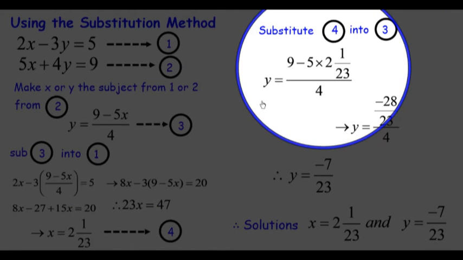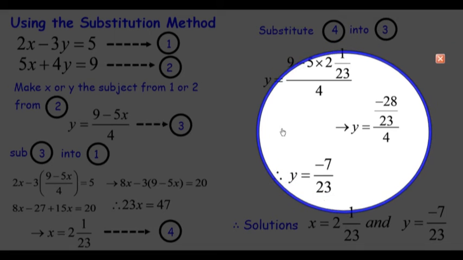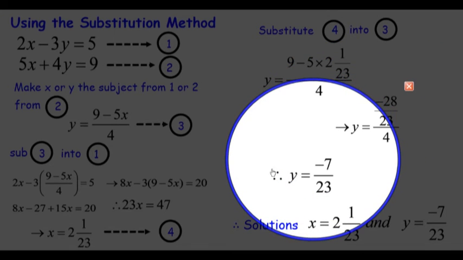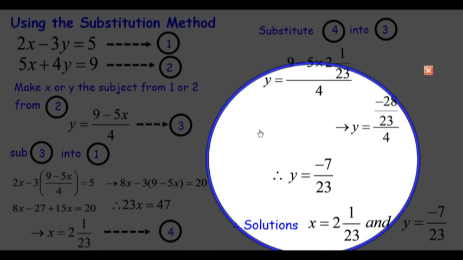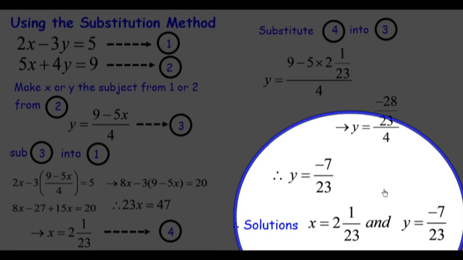We get 9 minus 5 lots of x, which is 2 and 1 over 23, over 4, eventually getting a value for y as minus 7 on 23. Okay, and this gives us our solutions. You can see down here x, the same as before, x is equal to 2 and 1 on 23, and y is equal to minus 7 on 23 over here.